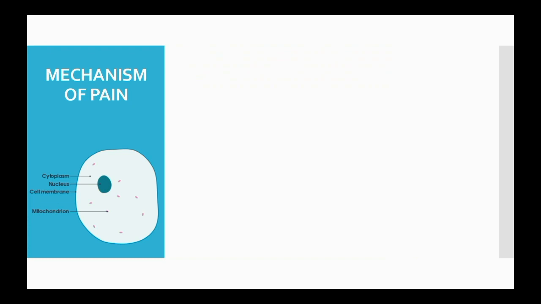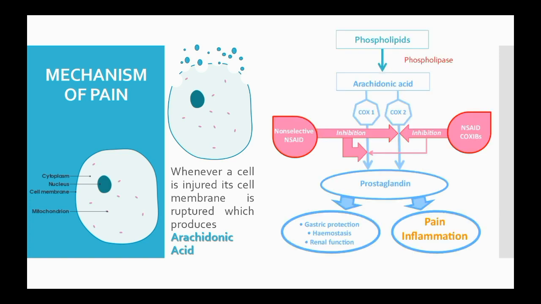So what happens when cell injury or tissue injury takes place? Whenever there is a cell injury, the cell membrane is ruptured. When the cell membrane is ruptured, the components of the cell membrane, which are mostly phospholipids, are released. They are released by the action of phospholipase enzyme, and those enzymes convert phospholipids to arachidonic acid. Once arachidonic acid is produced, a series of reactions starts.